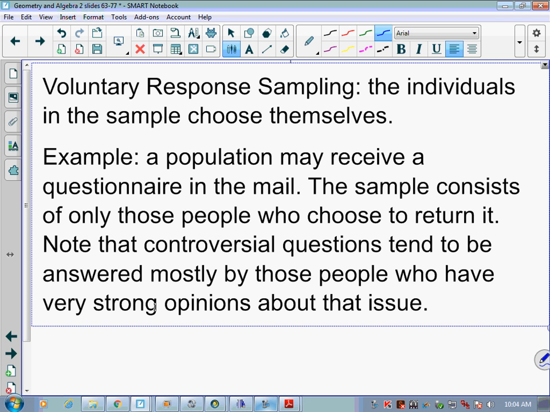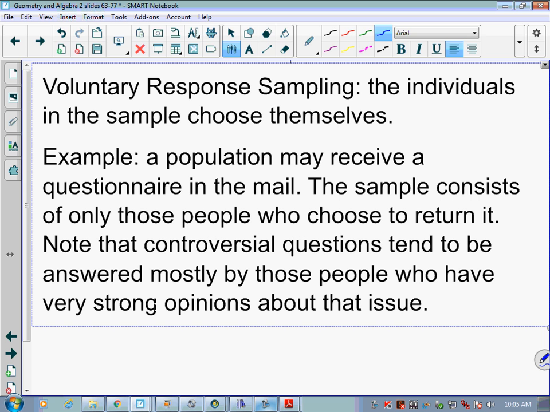Or it could be something like Publishers Clearinghouse, where these mailings get sent to everybody, but the only people who turn them back in are the people in the pool to be chosen. The population may receive a questionnaire in the mail. The sample consists of only those who choose to return it. Note that controversial questions tend to be answered mostly by those who have very strong opinions about that issue.